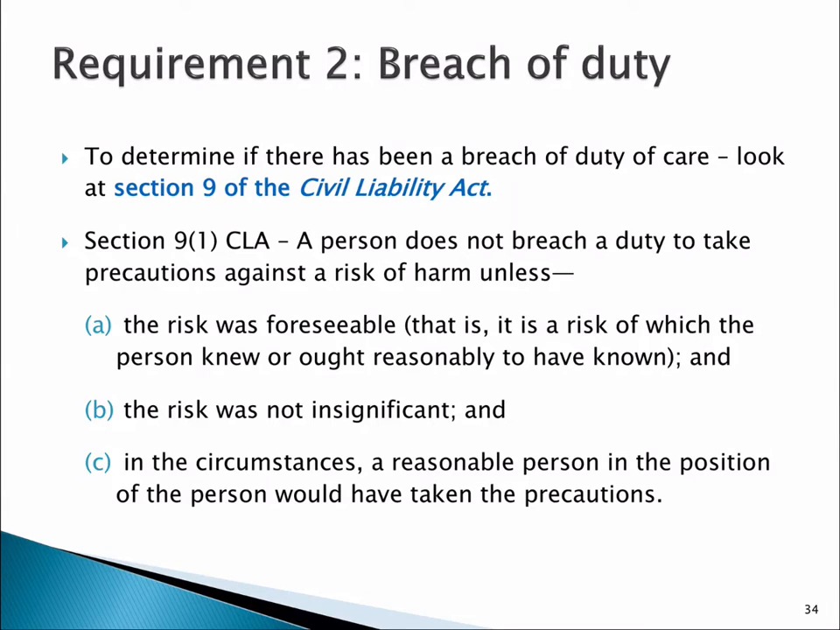Having established that the defendant owes the plaintiff a duty of care, we can move on to the second overarching requirement, right? And that is that the defendant actually breached that duty of care. The way to do this, or where this law is located, is actually in Section 9 of the Civil Liability Act. So why don't we see what that section of the Act actually says?